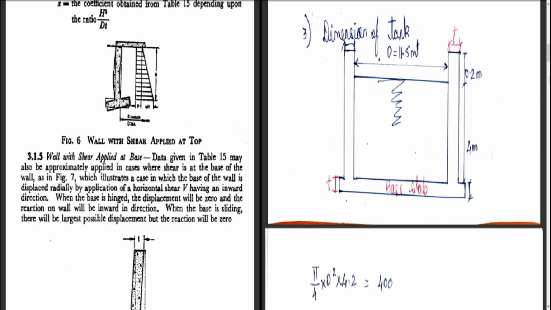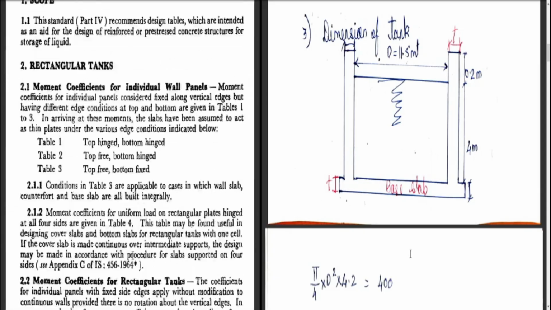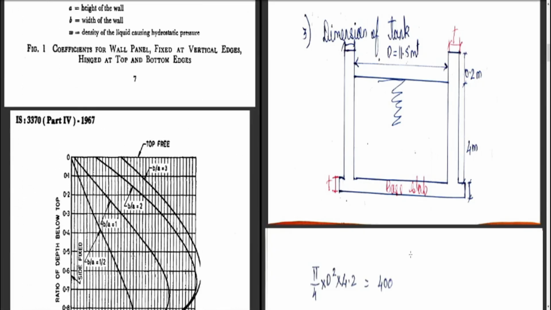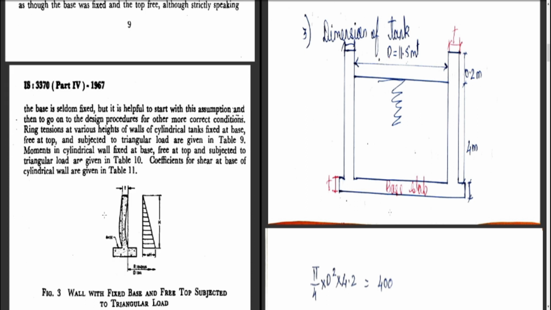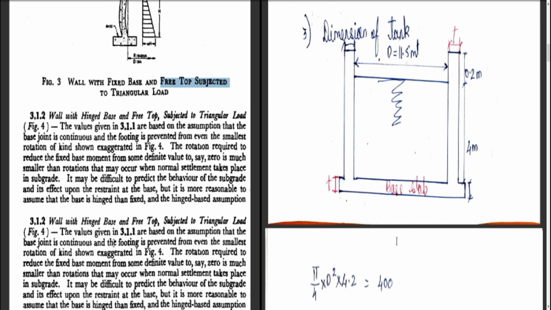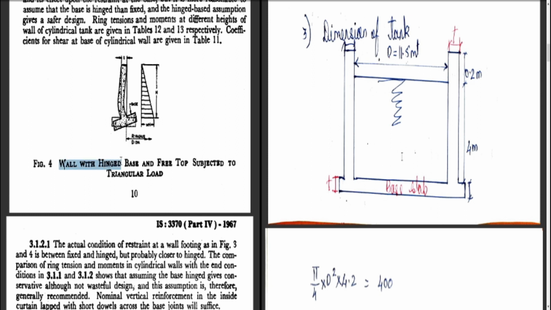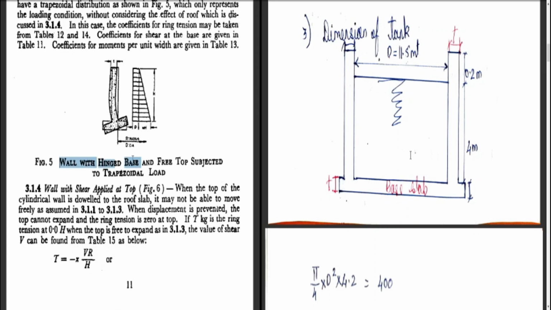So let us just go through what all the conditions are, the different types of combinations. When we start with the design of a circular water tank, the clause number is 3, and the first is how to calculate the movement in the walls and ring tension. The first condition is walls with a fixed base and free top subjected to triangular load. The second case is walls with hinged base, free at top and subjected to triangular load. The third case is walls with hinged base, free at top and a trapezoidal load. This trapezoidal load is a combination of uniformly distributed load and the triangular load.